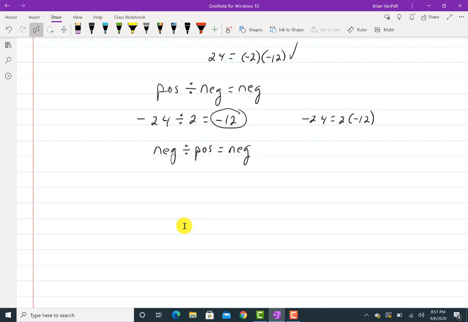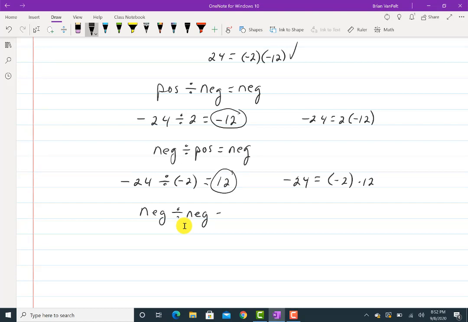However, one thing we haven't done yet is like negative 24 divided by negative 2. Well, as with multiplication, you know a positive or a negative times a negative is positive. So you probably expect that a negative divided by a negative is also positive. In fact, you may have guessed that this is 12, and that is correct. Because if you take negative 24, that in fact is equal to negative 2 times 12. So a negative divided by a negative is equal to a positive.